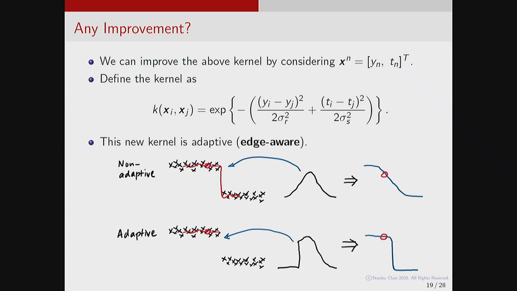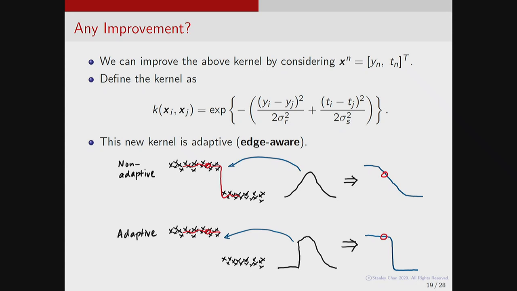So you ask, can we make some improvements on this? Well, why should we restrict ourselves to a local neighborhood? Can we also include the kernel using the values y here? If you do that, then you will be a little bit more adaptive to your edge. So this is called an edge-aware or adaptive kernel.